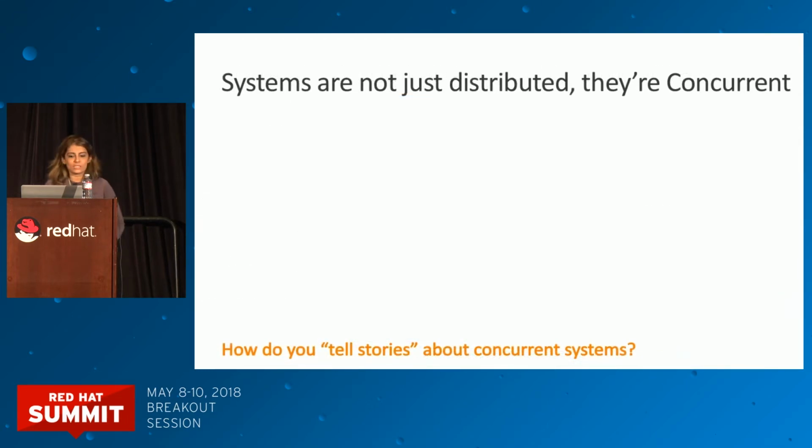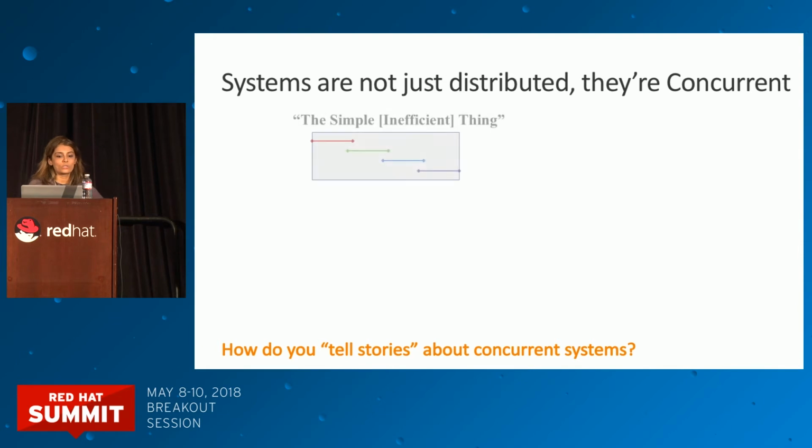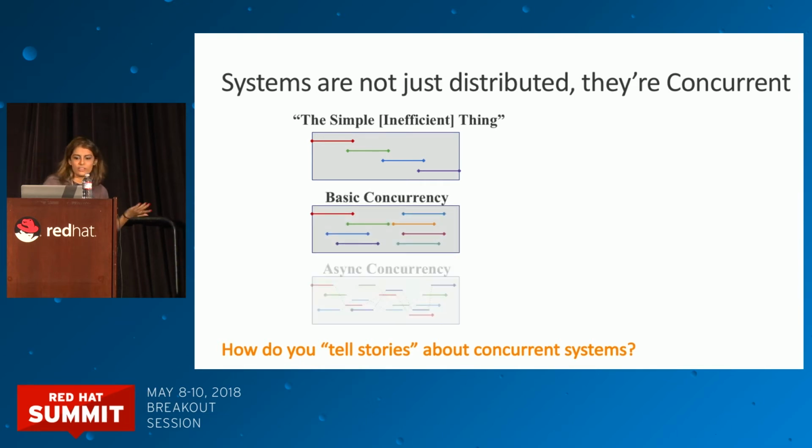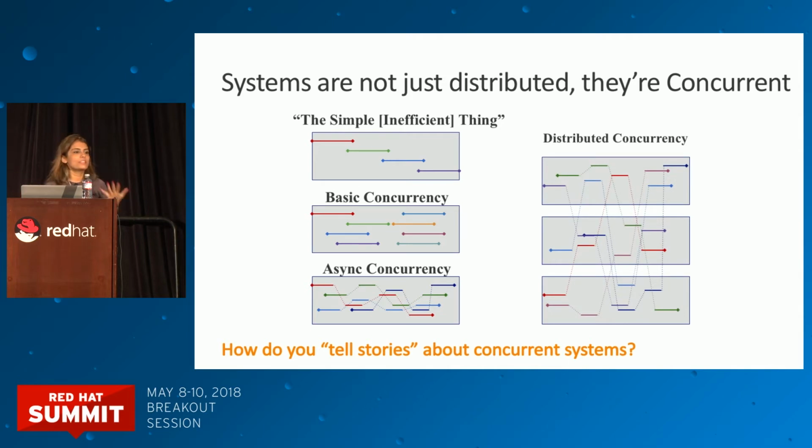So systems are also getting concurrent now. This is the simple and efficient thing of a process going through, one thing happens, then another, right? Then a little bit of concurrency was added, and now comes async concurrency, which is just a lot of processes starting at different times, many of them happening at the same time, and the critical path of your request, the blocker transactions as it goes through, is unclear. At this point, we're at distributed concurrency.